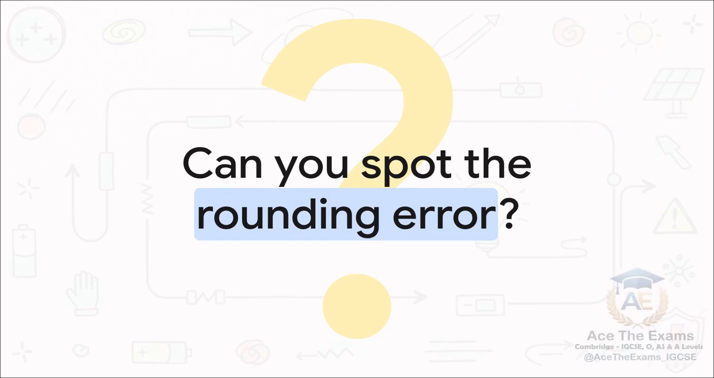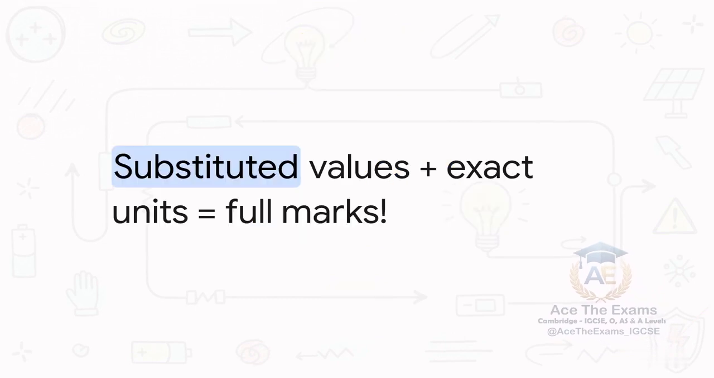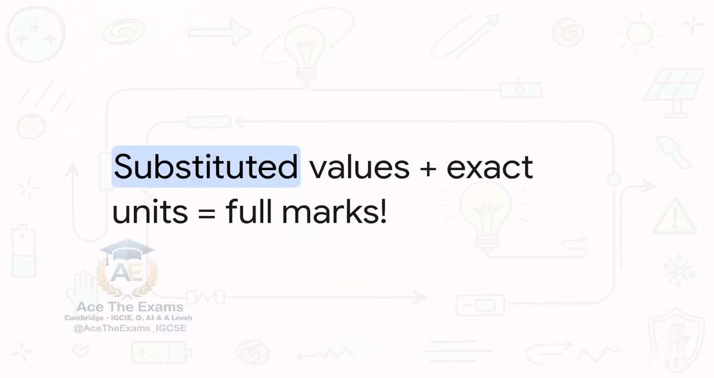Can you spot the early rounding error before it cascades into a total disaster? That tiny, seemingly harmless shortcut just cost them the final accuracy mark. Here is the formula for absolute success, and that examiner clue I promised you.